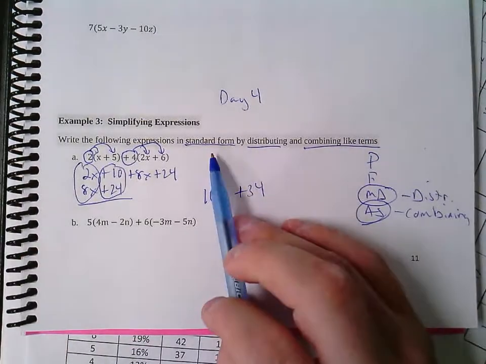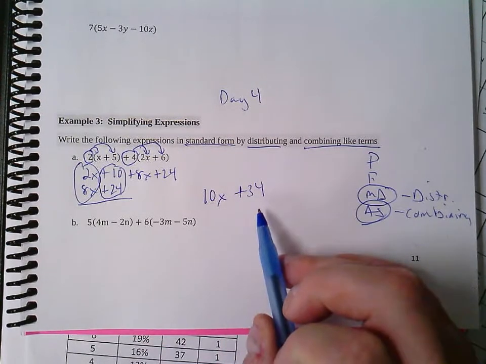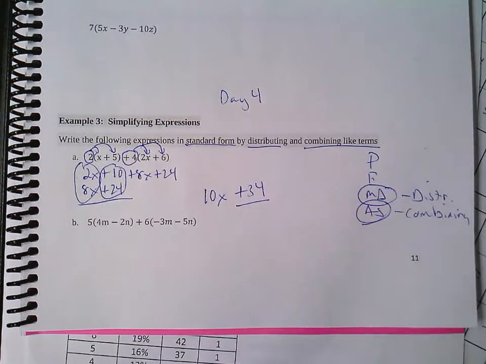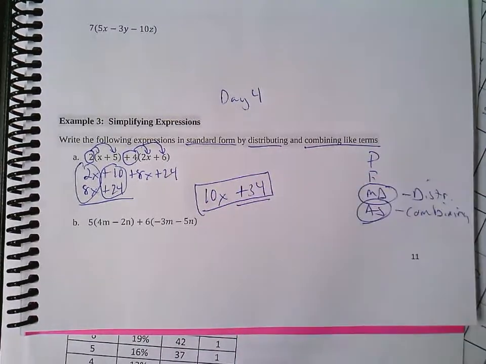Standard form is where you put the variables first, and then this constant term, or this number, goes at the end. Nothing else we can do with that. We can't combine these because this has an x and this doesn't. So that's done. That's simplified.